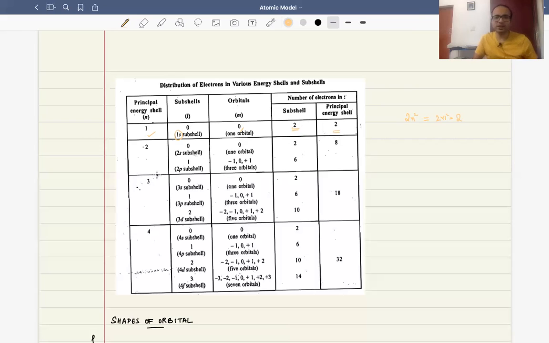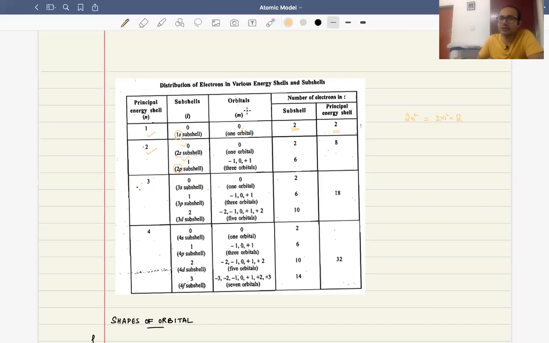Let us look into the second energy shell, or the second principal quantum number, n equals 2. When the value of n is 2, we can have two possible L values, one is 0 and the other is 1. Accordingly, we name these orbitals 2s, because 0 means s orbital, and when L value is 1, which represents the p orbital, we write 2p. So in the second shell we have two subshells, 2s and 2p.